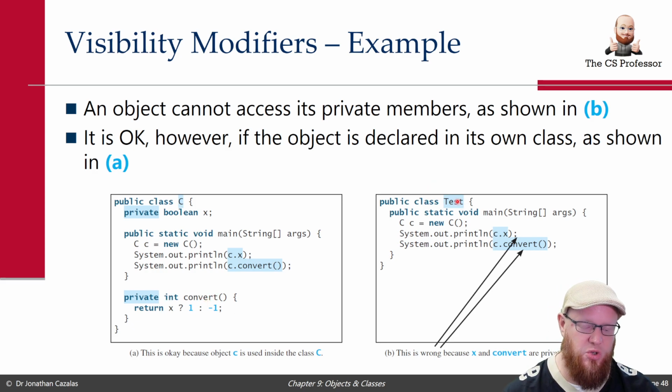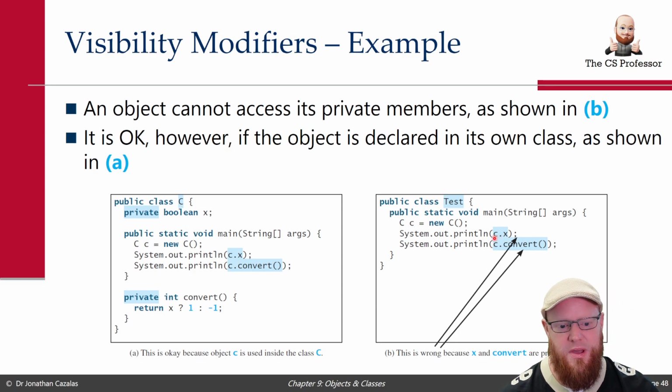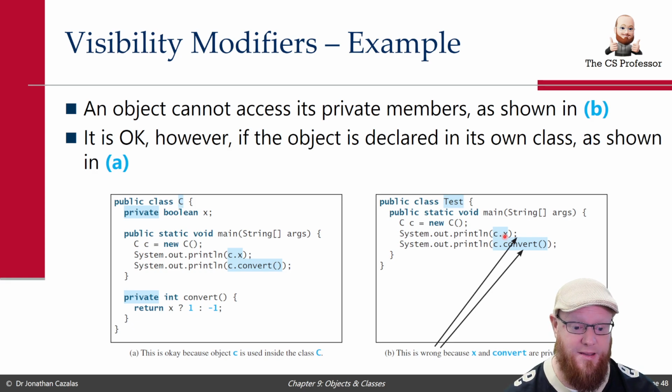So when we come over here to this test class, which is a different class, a different Java file, and we make this main method, and we make this object of type C, it of course now makes sense to us that I cannot access this variable x because it's private. I also can't access this convert method because even that convert method is private. Private means we can only access those data members or even private methods from within the same class. So here I would not be able to access x or even this convert method.